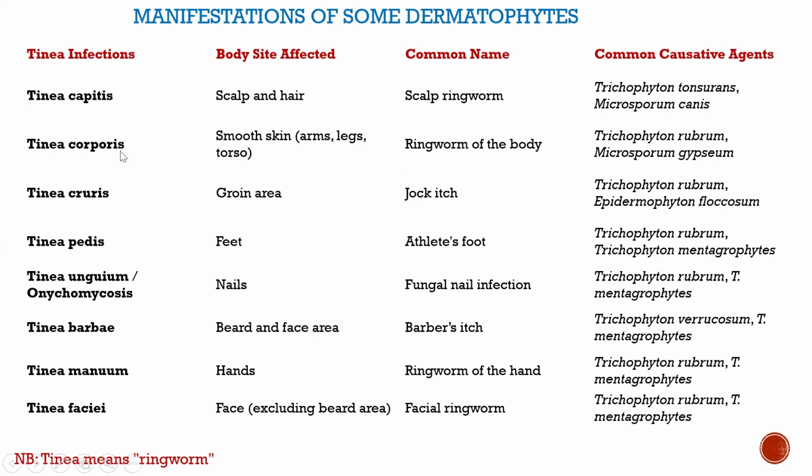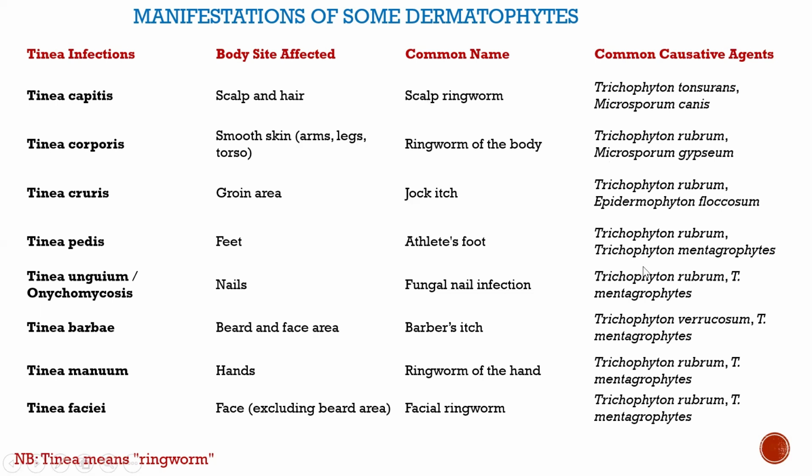Then we have the tinea corporis for the skin, the arm, the leg, the torso, and the common name is the ringworm of the body. Then we have the tinea cruris, the groin area. We have the tinea pedis I mentioned earlier, which affects the feet. We have the tinea unguium or onychomycosis, which affects the nails, and they are called fungal nail infection. So you can just look through it and try to master at least two or three of them in case you are asked in an exam.